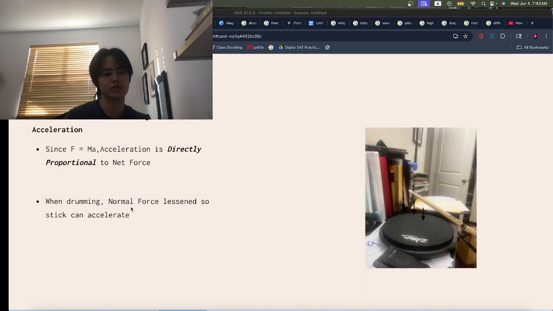Okay, Newton's second law. The net force on the object is the mass times the acceleration of the object. Since F is equal to ma, that's the formula, the acceleration is directly proportional to the net force I'm putting into the stick. So if I want my stick to go faster and hit the drum harder, then I'm going to put more acceleration into the stick. When I'm drumming, the ideal technique is for the normal force to be lessened and to let the force of gravity affect the stick as much as possible, so that I can accelerate the stick as much as I possibly can without putting in any force myself, which gets more fast drumming with less work for me, which is good drumming technique. So that's how Newton's second law can apply to drumming and make it better.